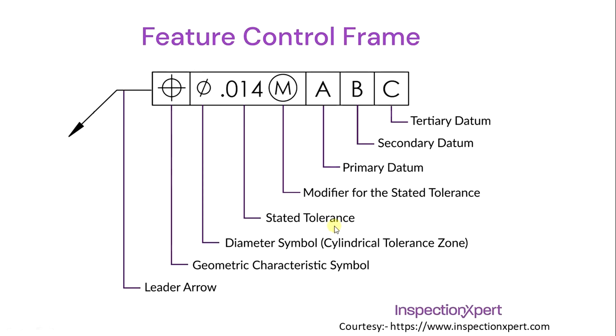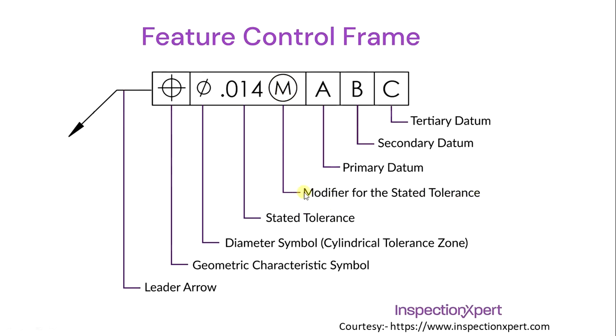The feature control frame is the three blocks which we have seen. The first block is considered a geometrical symbol, which is connected to the toleranced feature with the help of a leader line and an arrow. Then in the second block we have the geometrical symbol with the geometrical dimension, that is, the stated tolerance. And then important over here is the modifier.